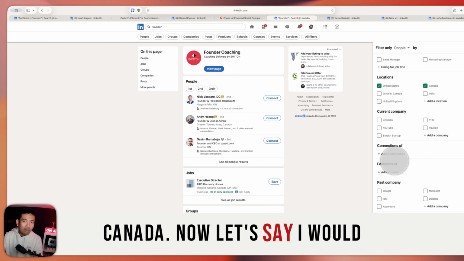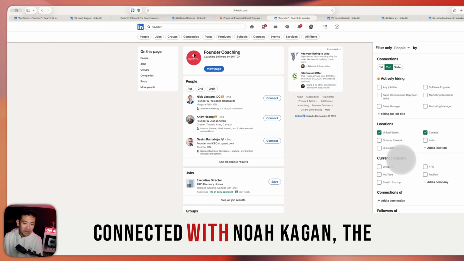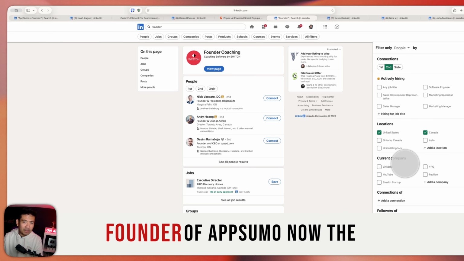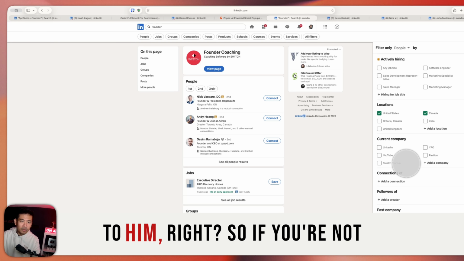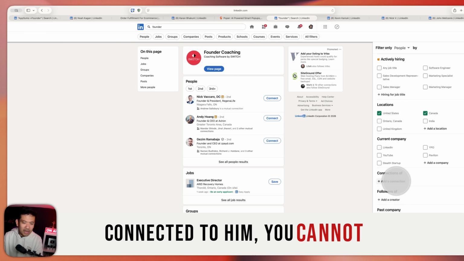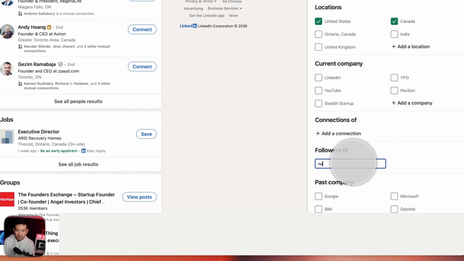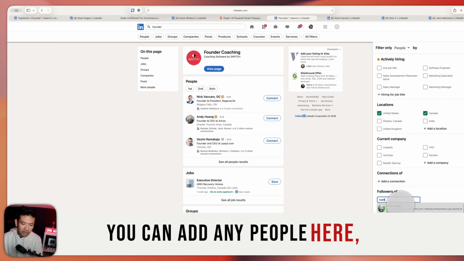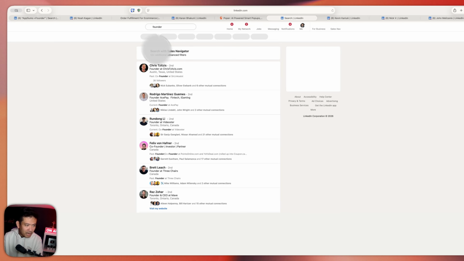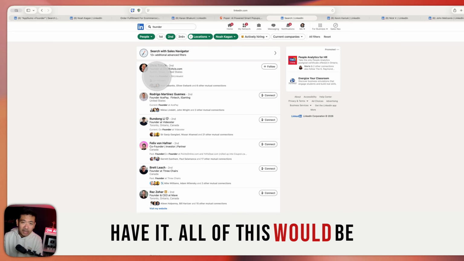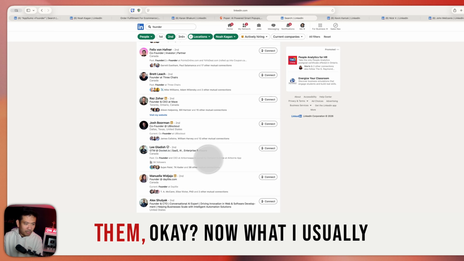Now, let's say I would like to target founders who are second degree connections of Noah Kagan, the founder of AppSumo. Now, the problem is I'm not connected to him, right? So if you're not connected to him, you cannot add connections of here. So what you can do is followers of, and then you can add any people here, right? So there he is. And then just quickly show results. And there you have it, guys. All of this would be your ideal ICP. Again, my ideal ICP, and I would just connect with them.